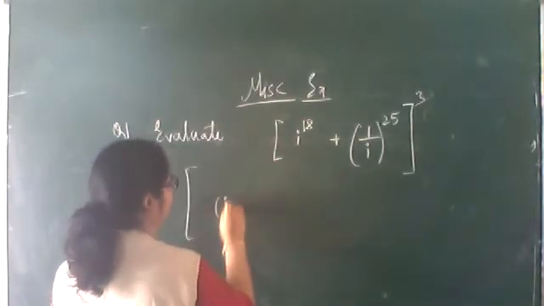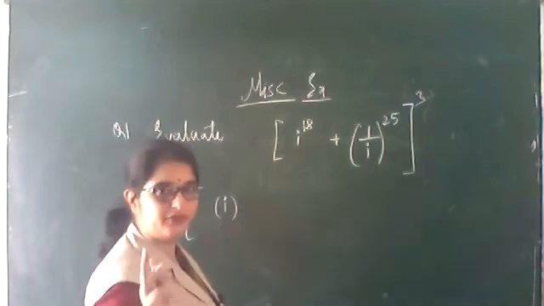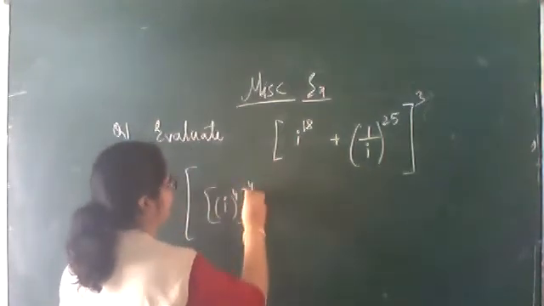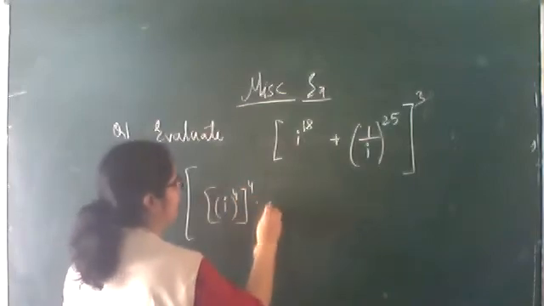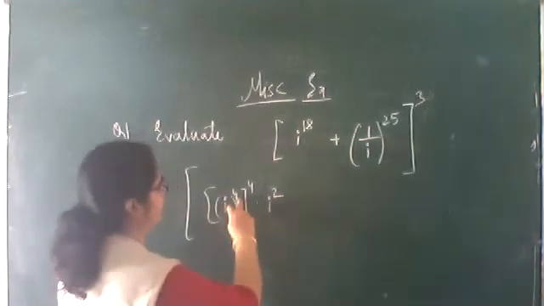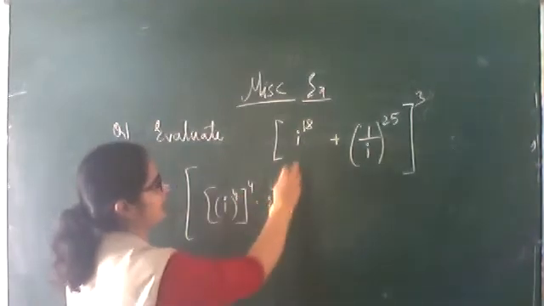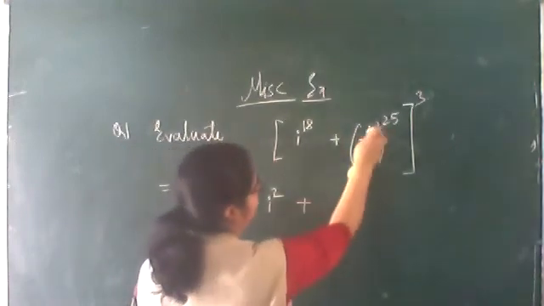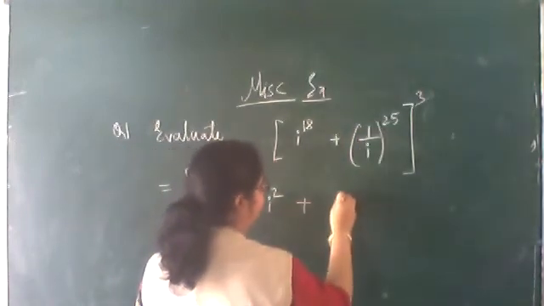I told you everything should be in the powers of 4 first. So (i^4)^4 is what? 4 4s are 16, into i square. Can we write this way? i to the power of 4, 4 4s are 16, 16 plus 2 is 18, that is i to the power of 18. Clear? Then plus 1 to the power of 25 will be 1 only.